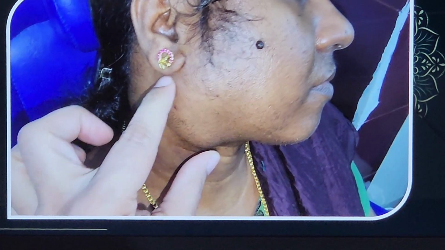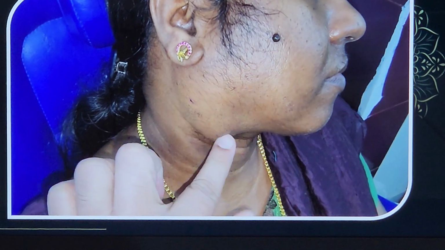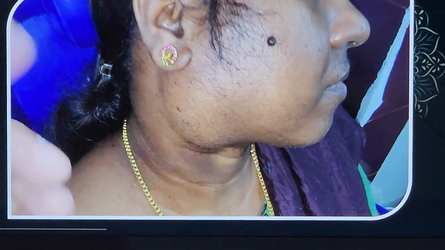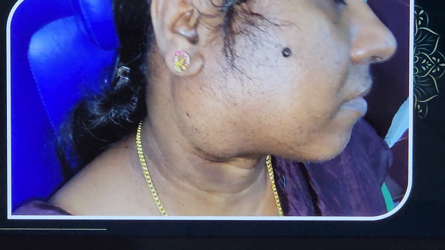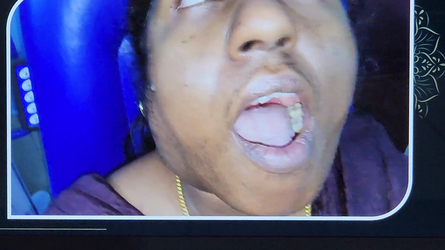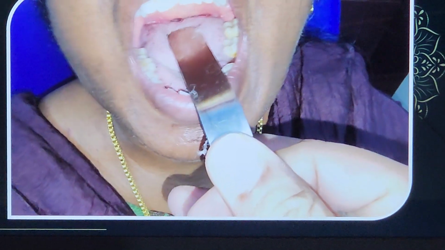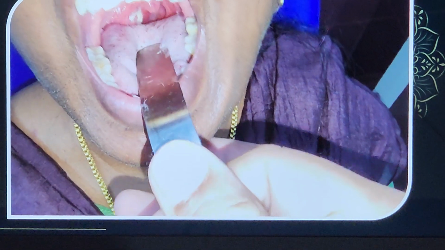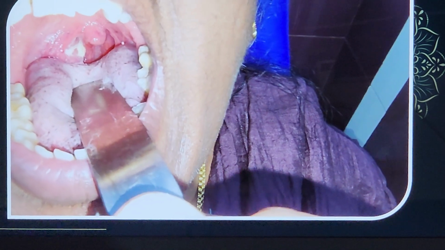Swelling was firm in consistency, edges were well defined and mobile too. And the carotid pulsation was normal. On examination during her first visit, it was noted that she had sore throat and the tonsils were enlarged and pushed medially. But it was not quinsy for sure.